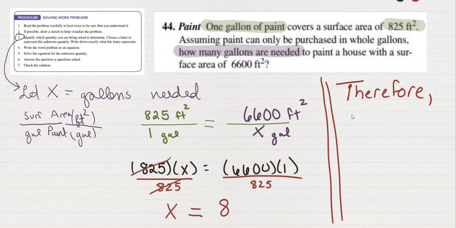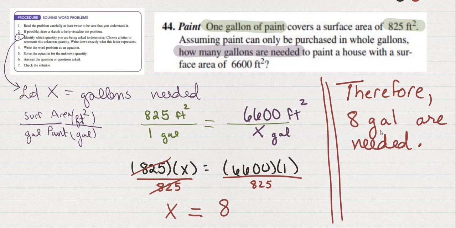Therefore, 8 gallons are needed. You could be more detailed if you want. Therefore, 8 gallons of paint are needed to cover a surface area of 6,600 square feet. But it is sufficient also just to state that answer. You can leave some of the detail out. But therefore, 8 gallons are needed.